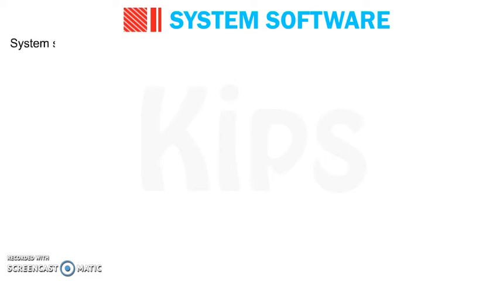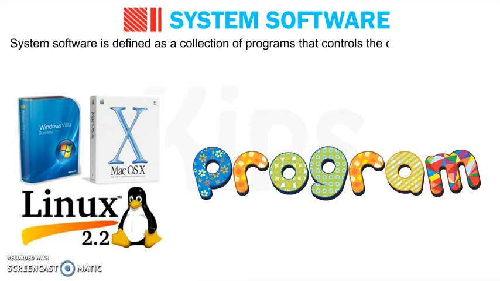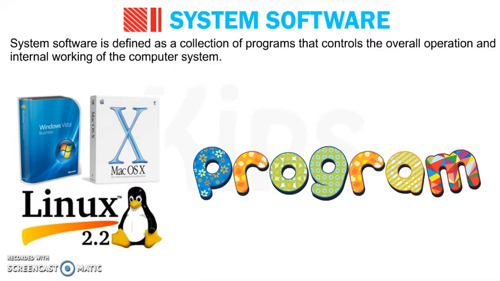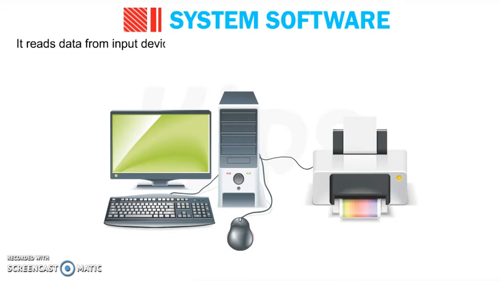What is system software? System software is defined as a collection of programs that control the overall operations and internal working of the computer. It is a collection of all the programs, and it controls the functions and operations of the computer. Like Linux is a system software.